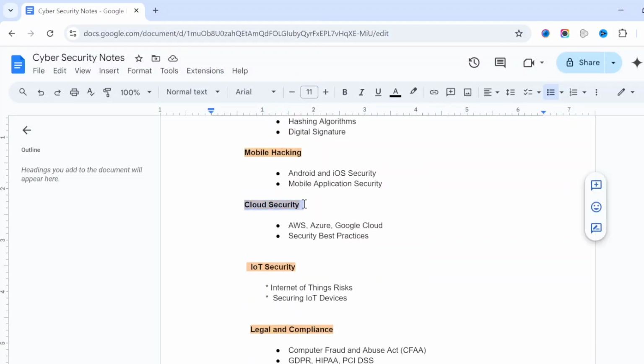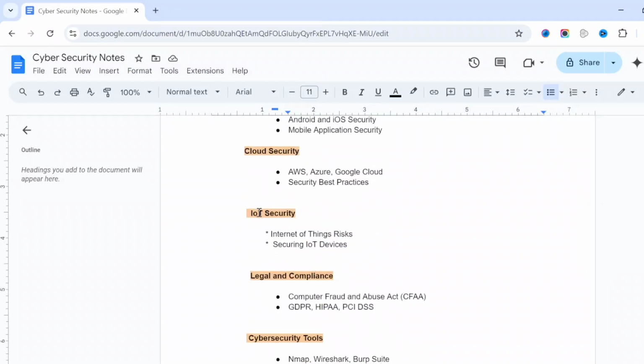After that, the cloud security concept will be there. AWS, Azure, and Google Cloud security best practices will be there. So these cloud security tools will be covered in this cloud security concept. Next, IoT security: Internet of Things risks and security of IoT devices. So these are the concepts to be covered.